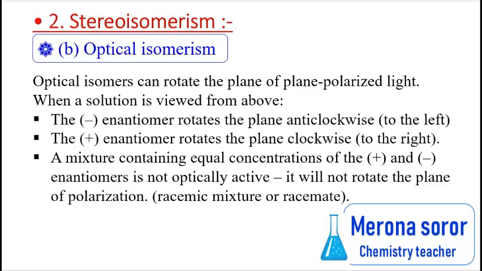The negative enantiomer rotates the plane anti-clockwise to the left. The positive enantiomer rotates the plane clockwise to the right. A mixture containing equal concentrations of the positive and negative enantiomer is not optically active. It will not rotate the plane of polarization.